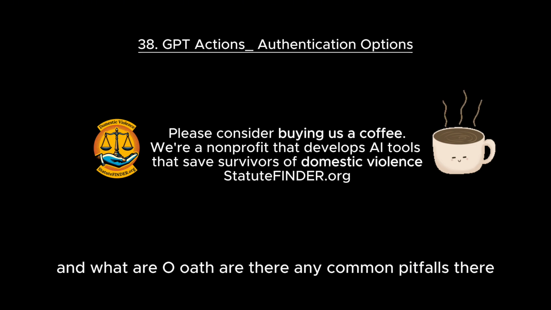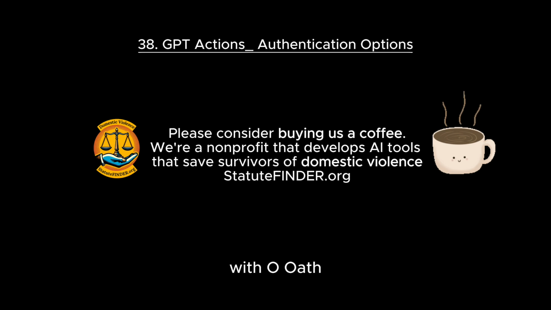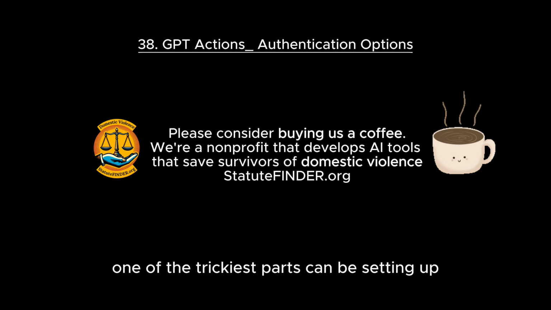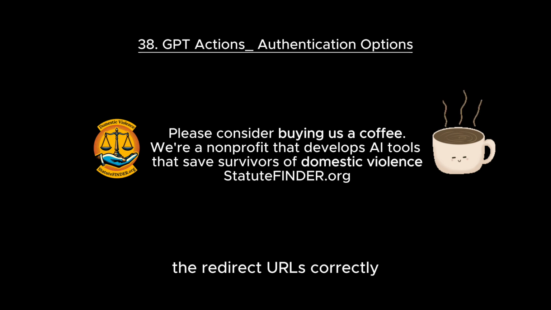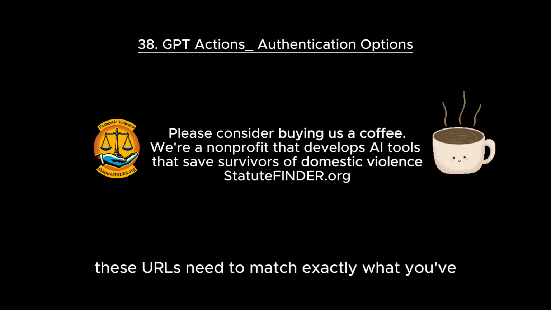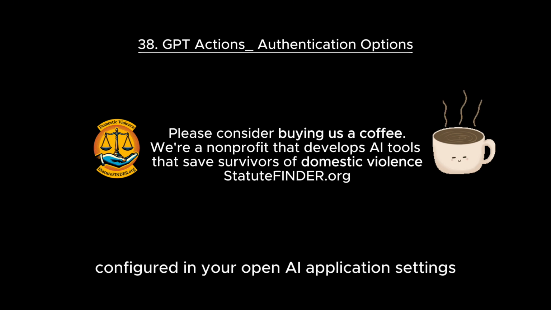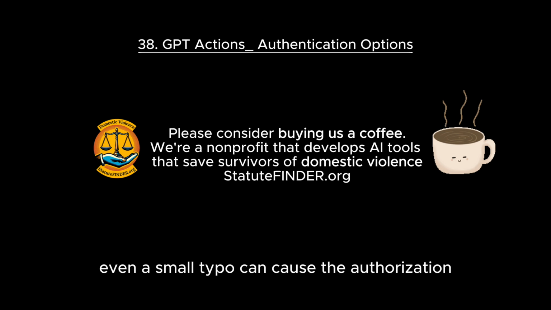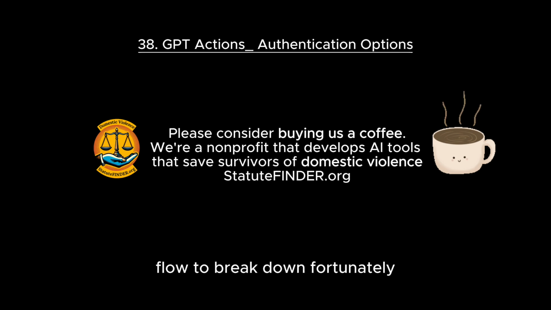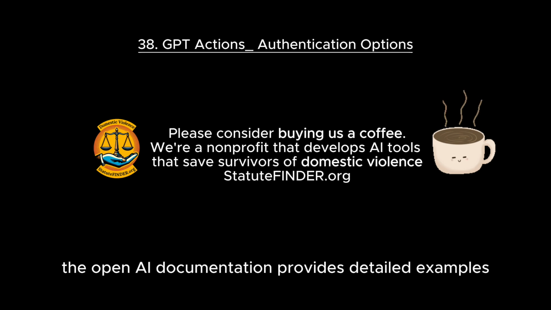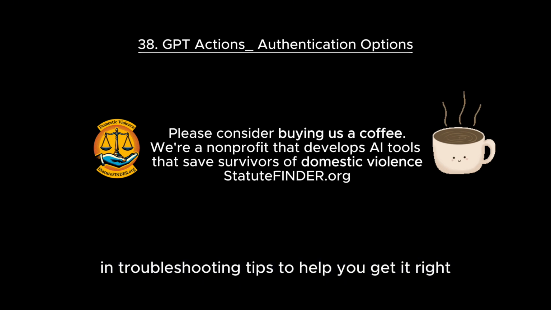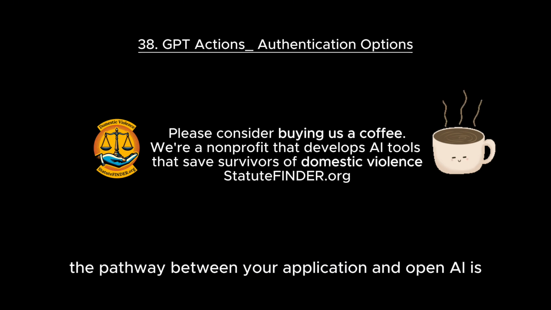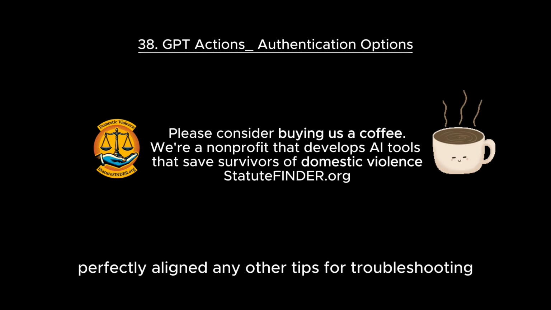And what about OAuth? Are there any common pitfalls there? With OAuth, one of the trickiest parts can be setting up the redirect URLs correctly. These URLs need to match exactly what you've configured in your OpenAI application settings. Even a small typo can cause the authorization flow to break down. Fortunately, the OpenAI documentation provides detailed examples and troubleshooting tips to help you get it right. So it's like making sure the pathway between your application and OpenAI is perfectly aligned.